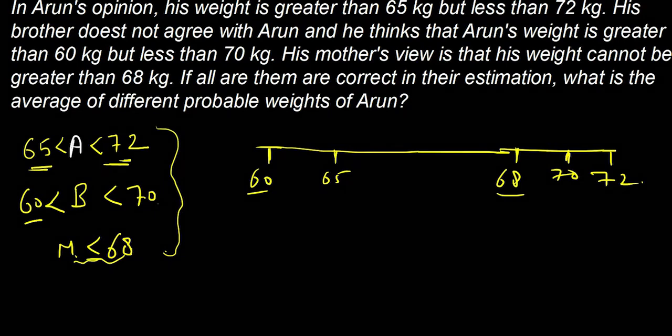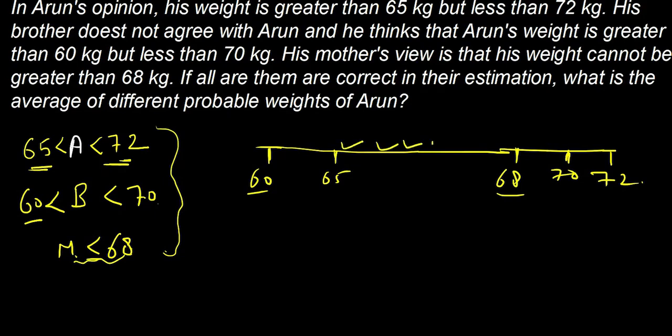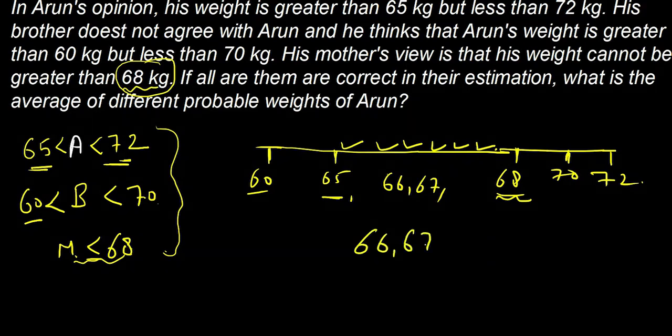So what is the common region for all of them? This is going to be the common region for all of them. So what values can we take? It could be 66, 67, and his weight cannot be greater than 68, so 68 is also included. So the possible solutions satisfying all the conditions are 66, 67 and 68.